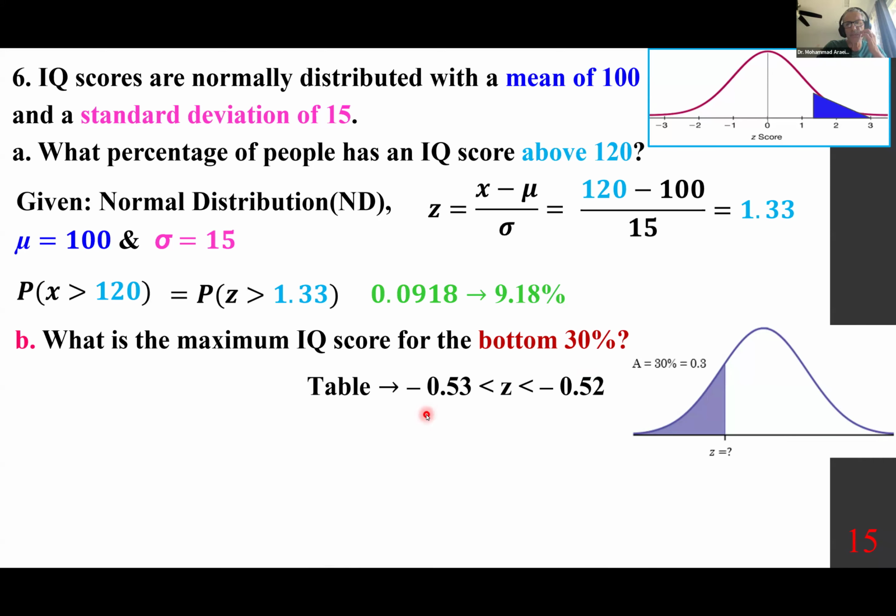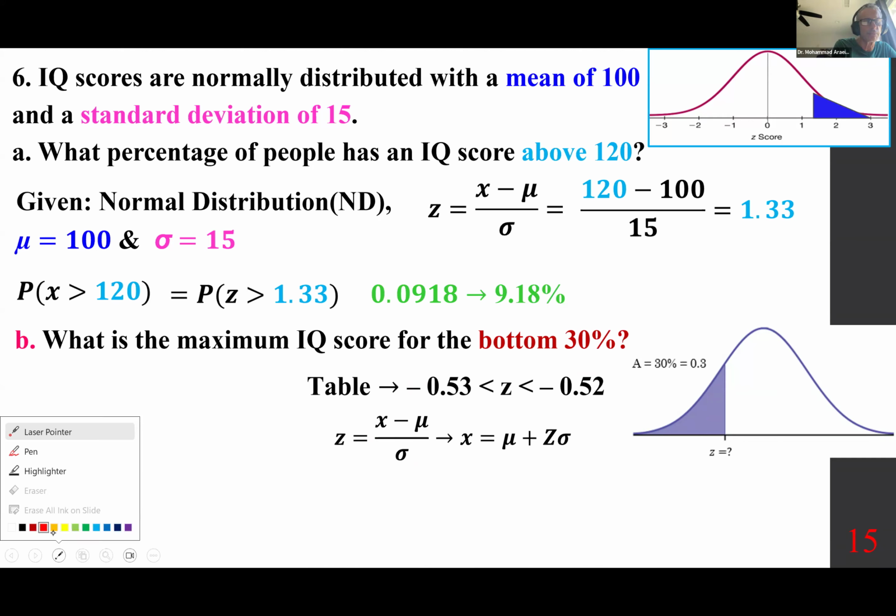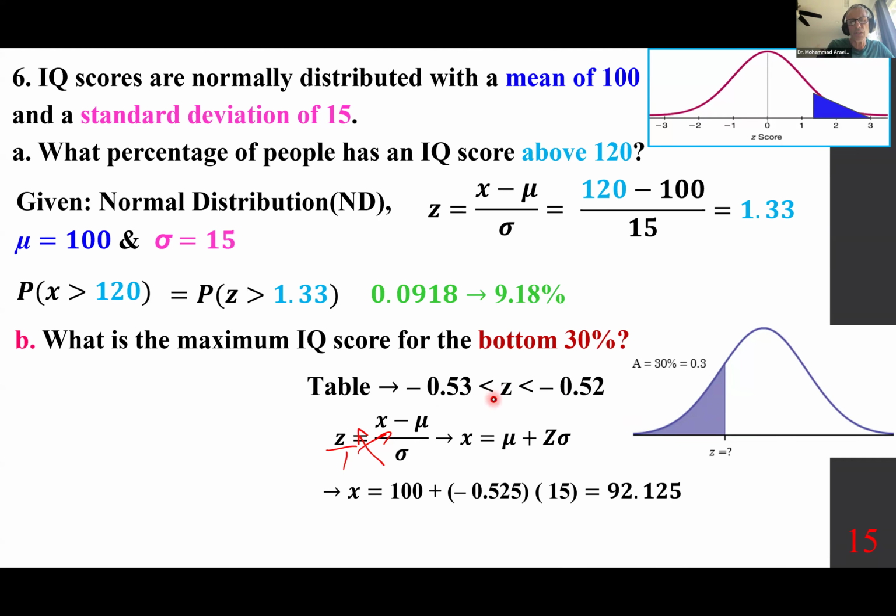from the table, the Z is between these two numbers. So Z is X minus mu over sigma. If you do the cross product, you can solve for X, which is mu plus Z sigma. You have the value of mu, you have the value of sigma, and now you plug in Z between the two numbers, and minus 0.525 is in between. This is the answer. The maximum IQ score for the bottom 30% is 92.125.